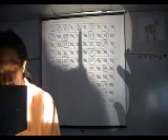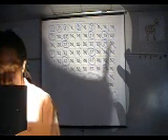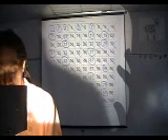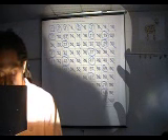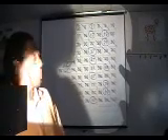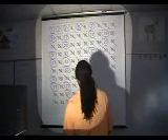1, 2, 3, 4, 5, 6, 7, 8, 9, 10, 11, 12, 13, 14, 15, 16, 17, 18, 19, 20, 21, 22, 23, 24, 25. Okay? So all those numbers that are circled are your prime numbers.